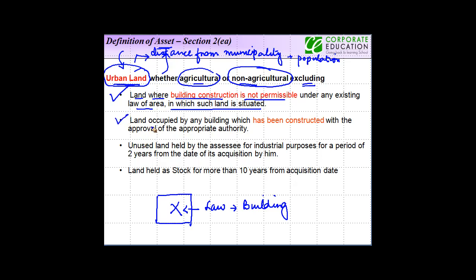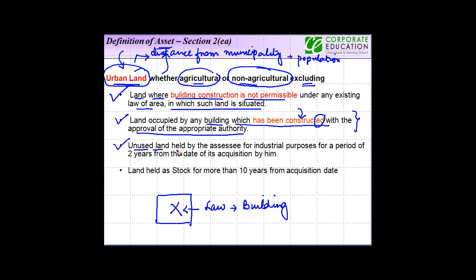Second, land occupied by any building which has been constructed with the approval of the authority. I think this is also very simple. When we say constructed, it means the construction should have been completed. Please note the word "constructed" over here. Hence, this would basically mean that the construction should be complete. A half-cooked building is not covered by the provision.